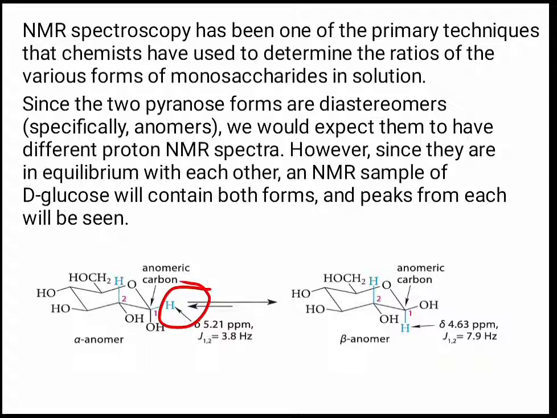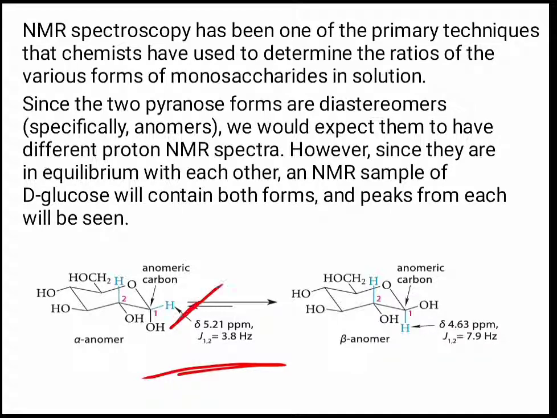The hydrogen of this alpha anomer is giving a peak at delta equal to 5.21 ppm. So this is all NMR data, I will discuss it later if I make any video on NMR, but now I am just telling it in brief.